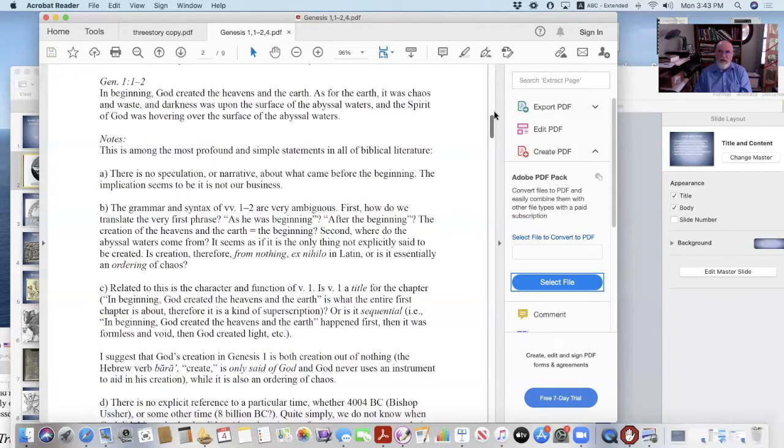Second of all, God never uses any instrumentality to aid him in creation. God doesn't use something to bring about creation. It is simply by fiat or out of nothing. So I think that is the first issue that has to be understood, that God bara, and it is out of nothing. On the other hand, the following days of creation do seem to be an ordering of that which is chaotic.